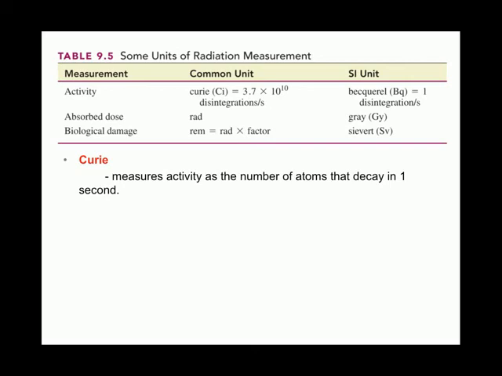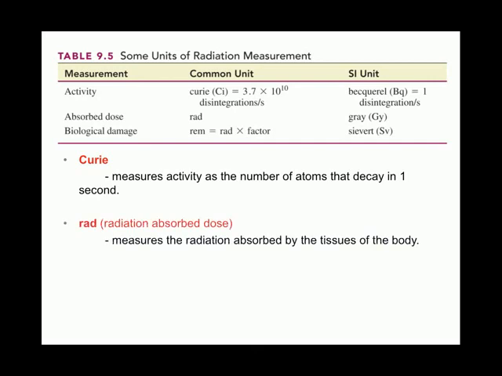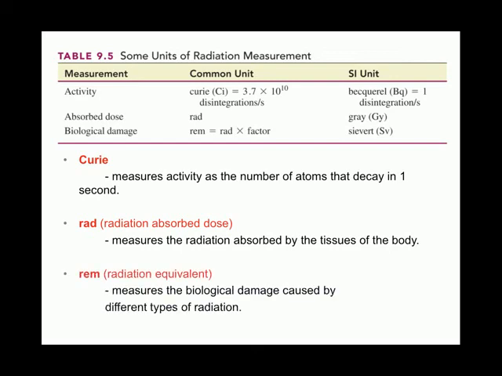Now then we have the absorbed dose, or a rad, that measures the radiation absorbed by the tissues of the body, so it's radiation absorbed dose. And then we have a REM, which is going to measure the biological damage of the radiation. This is probably the most important for us. And a REM is calculated by taking the number of rads that you're absorbing and multiplying it by a factor that's based on what type of radiation you're absorbing. Because as we see, different types of radiation can cause different amounts of damage. Some are much worse than others.